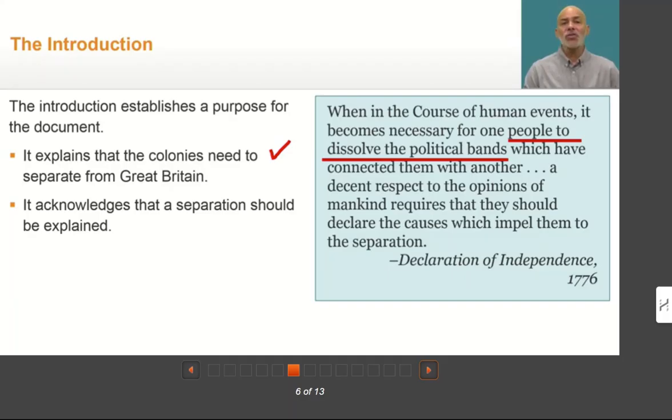The introduction also shows that the colonial leaders wanted to explain their reason for separating from Great Britain. It says a decent respect to the opinions of mankind requires that they should declare the causes which impelled them to the separation. This means that explaining their separation is the right thing to do. Before we get into their reasons, let's check your understanding of the introduction.